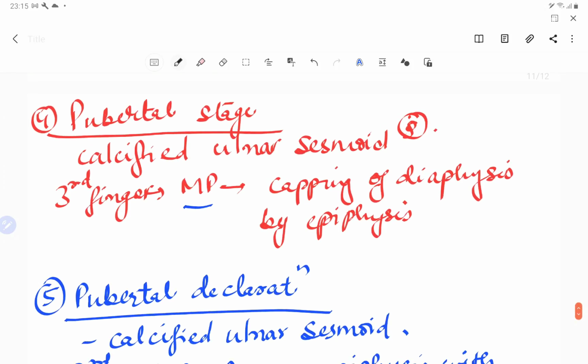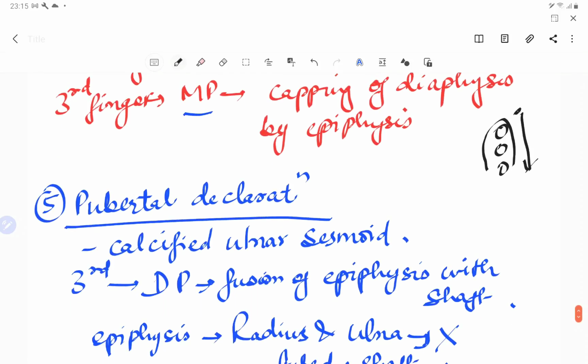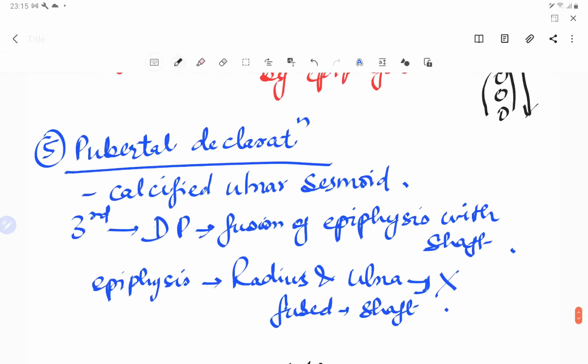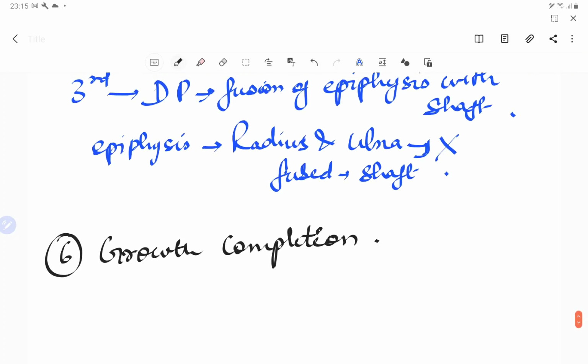We will be going from the tip of the finger we are going more distally. So proximal, then middle, then distal. Right, then distal phalanx, fusion of the epiphysis with the shaft, and epiphysis of the radius and ulna not fully fused with their respective shafts. And sixth one is the growth completion, where there is no remaining site which is seen.